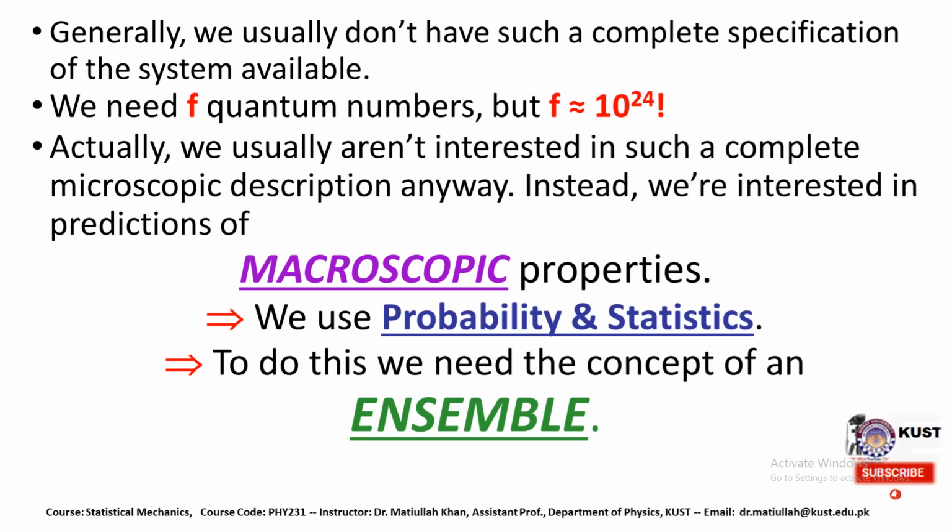So generally, we usually don't have such a complete specification of the systems available. We need the quantum number f, but if we have a number of particles of 10 to the 24, we usually are not interested in such a complete microscopic description anyway. Instead, we are interested in the prediction of macroscopic properties, and this is a sort of thermodynamic approach. We use probability and statistics to calculate the macroscopic properties, and to do this we need the concept of ensemble.